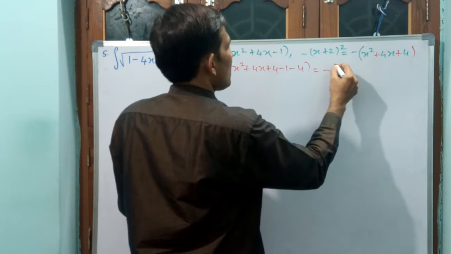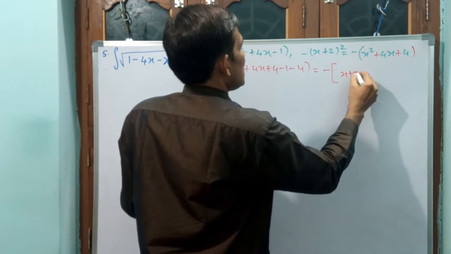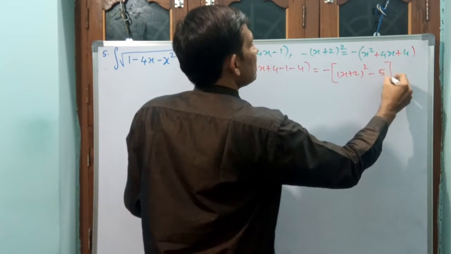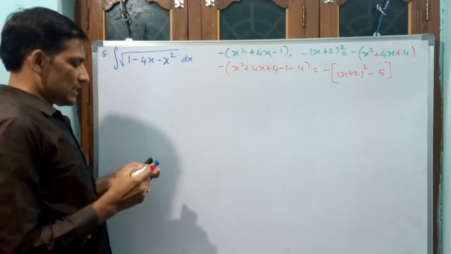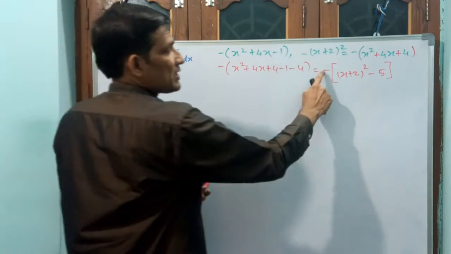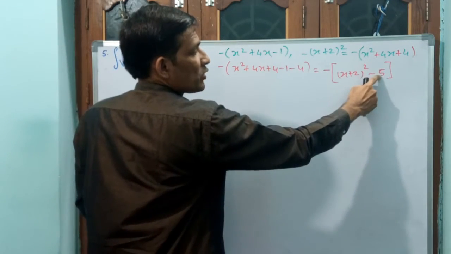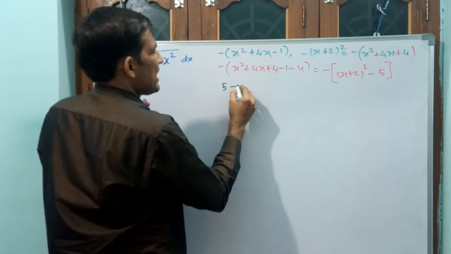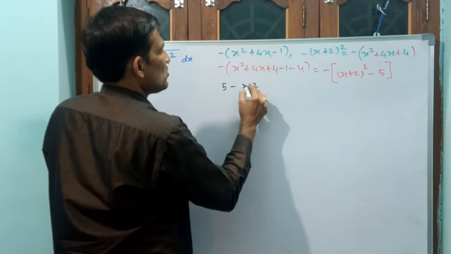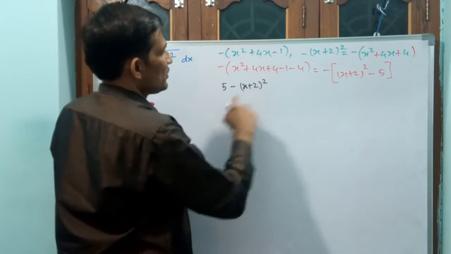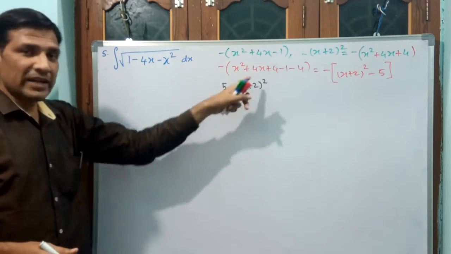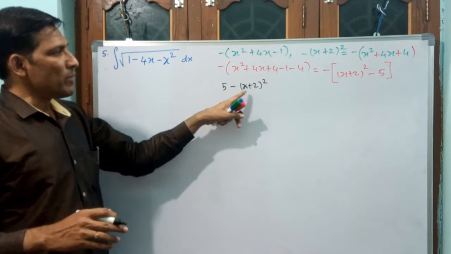That means minus of x plus 2 whole square minus 5. Is it okay? See, minus 5 is there, means minus equation automatically this is going to become plus 5. See what I am writing now? 5 minus x plus 2 whole square. Is it okay? See, afterwards we will keep root. We are doing rough calculation like you think. 5 minus x plus 2 whole square.